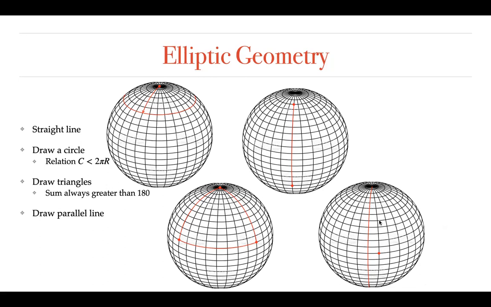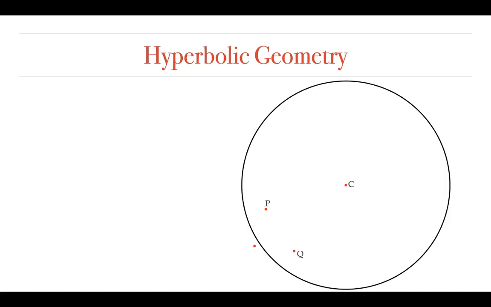So in this case, as we saw, there are no parallel lines. But now what happens in the case of hyperbolic geometry? Hyperbolic geometry is a bit difficult to imagine, but many mathematicians have come up with a model. This is known as a Poincare disk. So we'll consider this example.